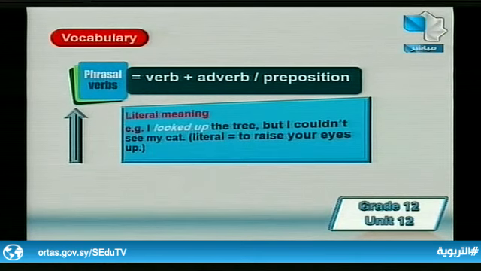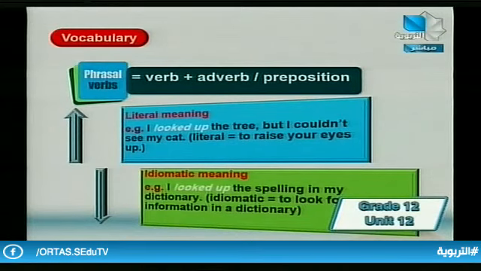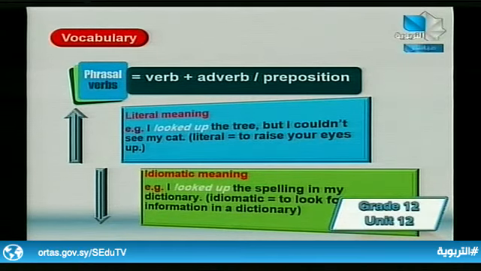Phrasal verbs consist of two or more parts. It can have a literal meaning that is easy to understand because the meaning is clear from the words that are used in the phrasal verb itself. For example, I looked up the tree, but I couldn't see my cat. Here we have a phrasal verb, looked up, which means to raise your eyes up. Also, we have idiomatic phrasal verbs.